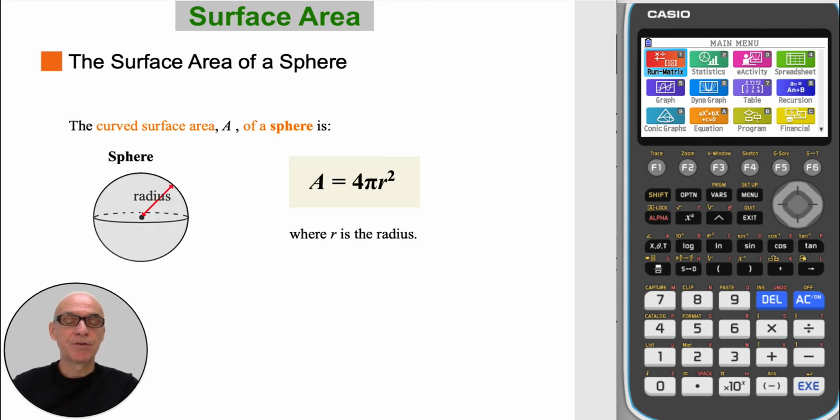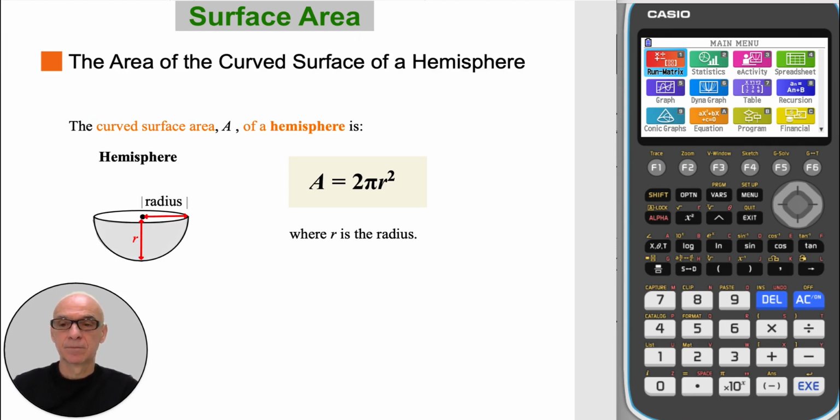The curved surface area of a sphere is given by the formula 4 pi r squared, where r is the radius of the sphere. The curved surface area of a hemisphere is equal to 2 pi r squared, where r is the radius of the hemisphere.